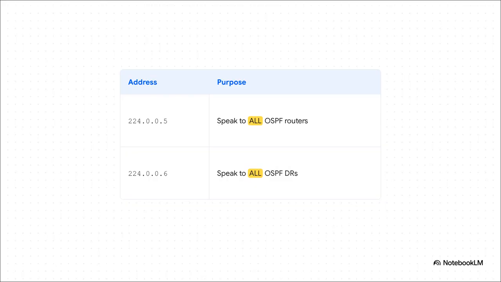So how do all these routers talk to each other so efficiently? Well, they use special multicast addresses. You can think of 224.0.0.5 as a special radio frequency for all OSPF routers. It's like a group chat for every mapmaker. The second address, the one ending in .6, is used to talk to the designated router, or DR, who is basically the elected leader on that part of the network that helps keep all the conversations organized. It's all about smart, efficient communication.